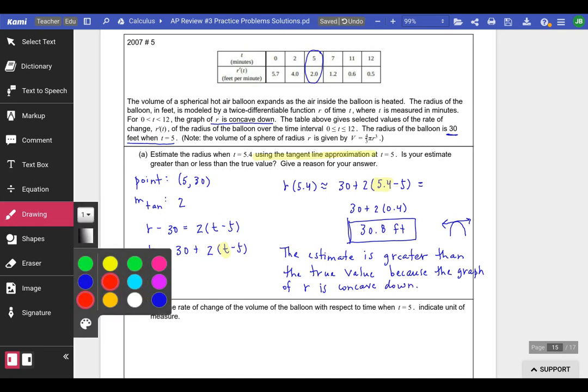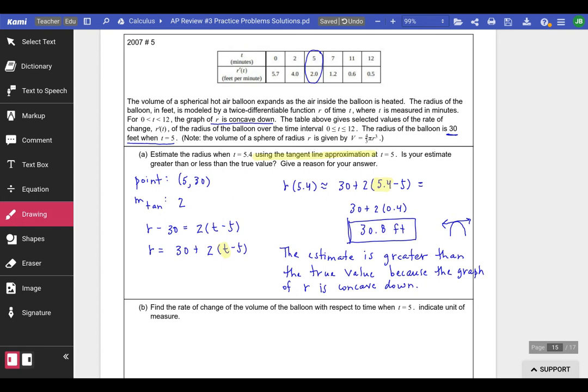And so for this one, this was worth 2 points. So 1 for our approximation, and then 1 for determining if it was greater than or less than.